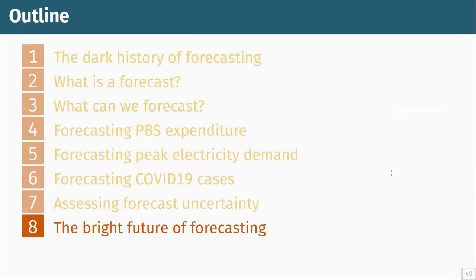So that's how we assess forecast uncertainty, to make sure your intervals are as uncertain as they should be, but not too uncertain or too confident.